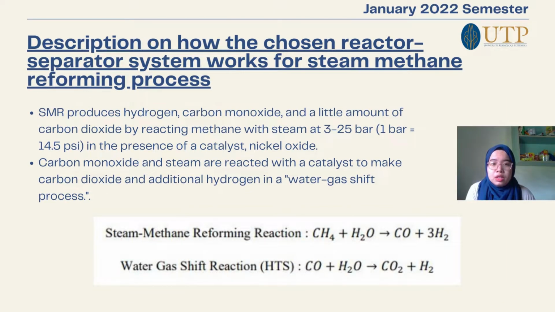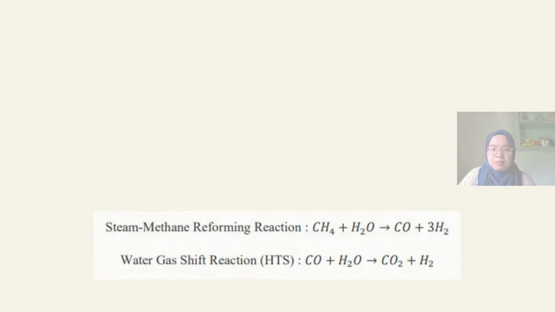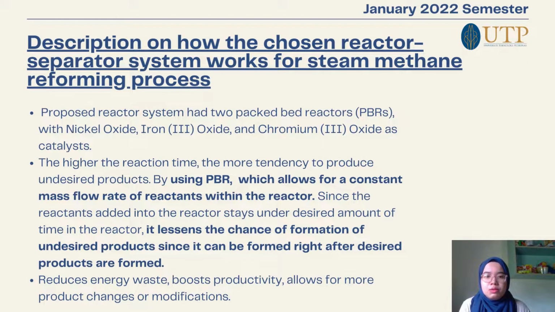SMR produces hydrogen, carbon monoxide, and a little amount of carbon dioxide, while in the water gas shift reaction, carbon monoxide and steam react to produce carbon dioxide and additional hydrogen. By using a PBR, which allows for a constant mass flow rate of reactants within the reactor, it lessens the chance of formation of undesired products, since they can be formed right after the desired products are formed.